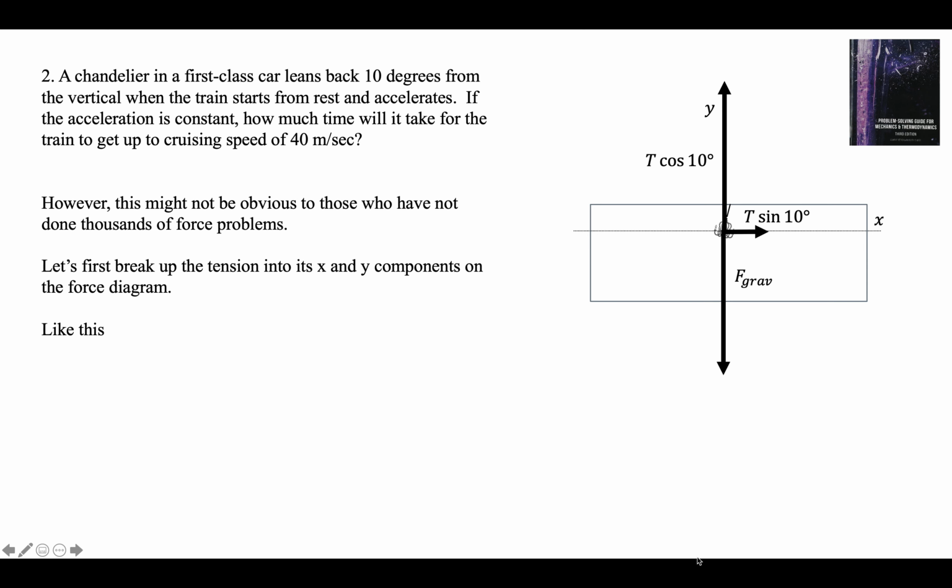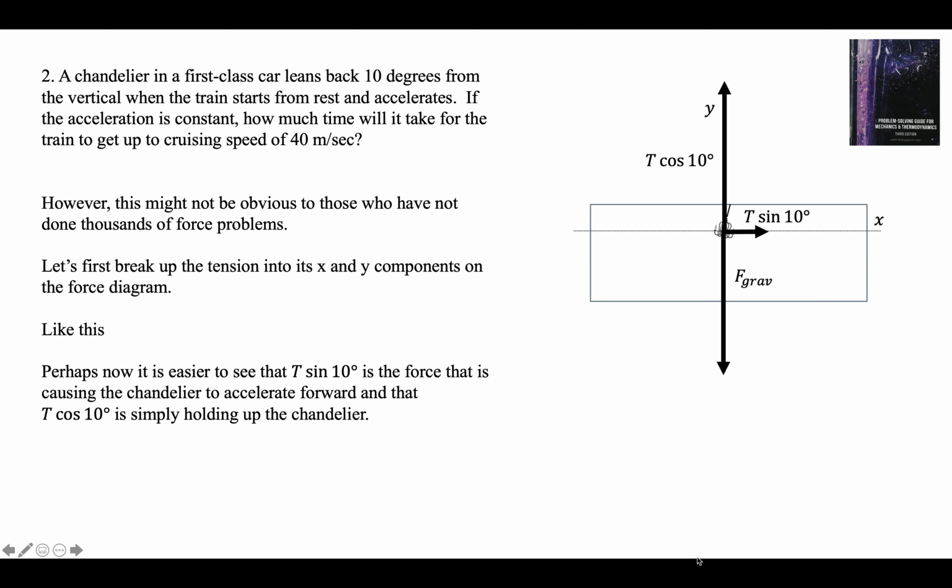There it is. Now, we can see that T sine 10 degrees is the force that's pulling the chandelier in the x direction. That's the force that's accelerating the chandelier. T cosine 10 degrees is just holding up the chandelier. T cosine 10 degrees balances the gravitational force. Now, with a complete understanding of what's going on, by looking at the figure, we can do the math.